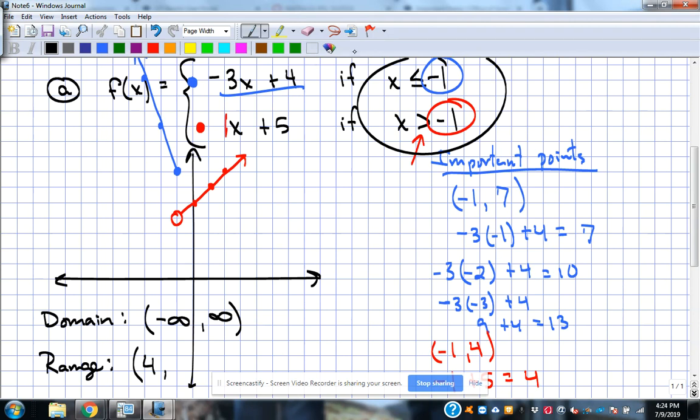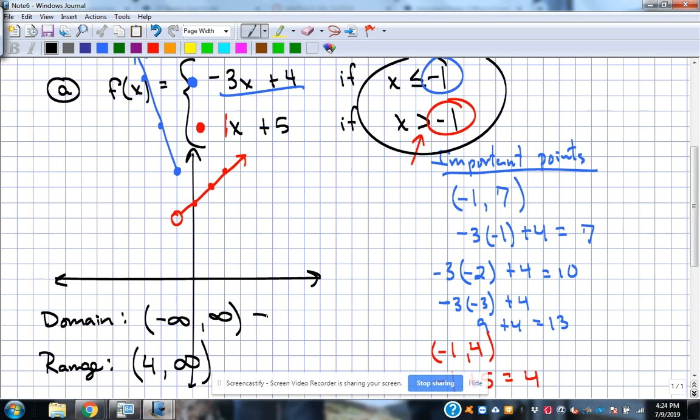And then this red one goes up, keeps going up, right? That arrow at the end tells it just keeps going up. The blue one also keeps going up. So that's going toward positive infinity for the range. So that's going to be from 4 to positive infinity for the range.